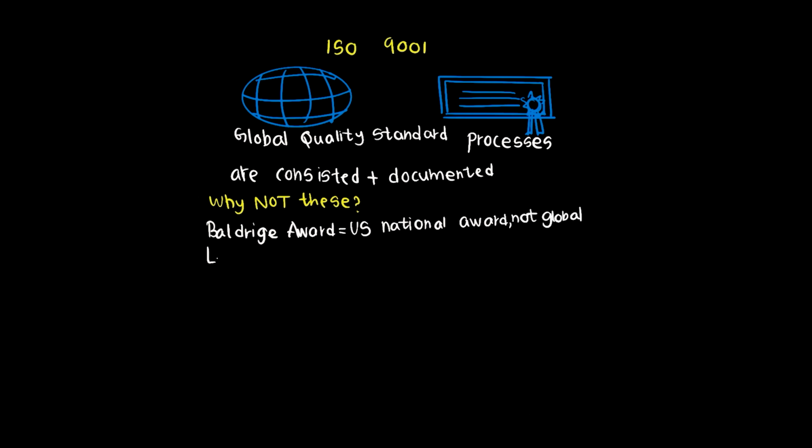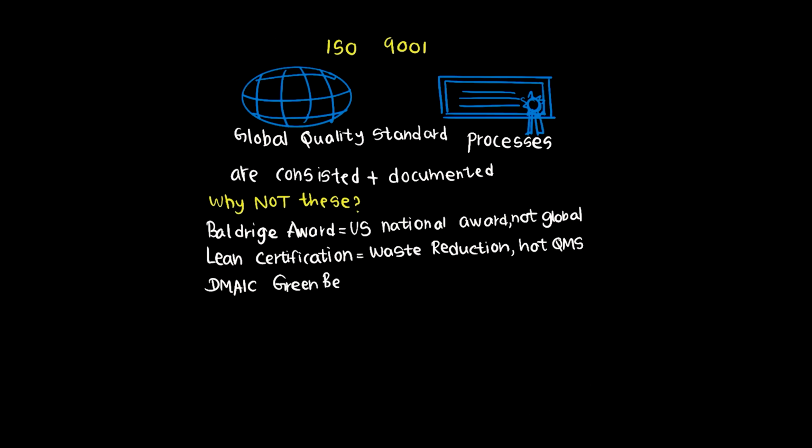Lean certification relates to waste reduction methods within operations. Useful internally, but not a quality management system certification that satisfies international procurement requirements. DMAIC Green Belt. That is a personal competency credential for someone trained in Six Sigma project management. It certifies an individual, not a company's quality system.